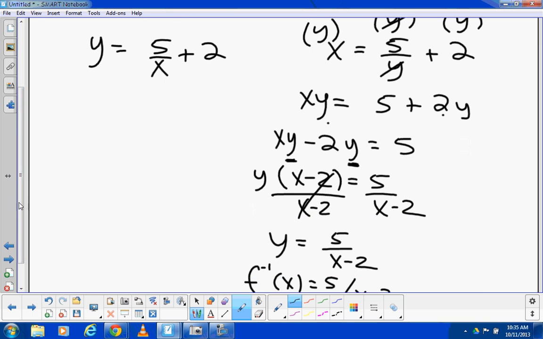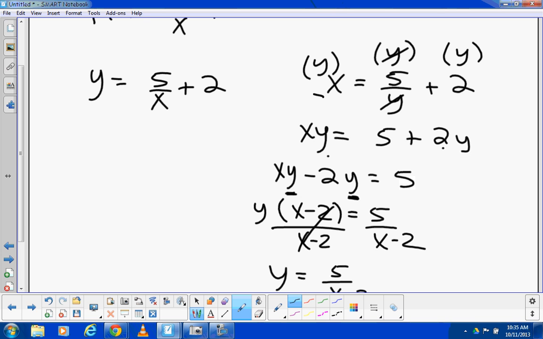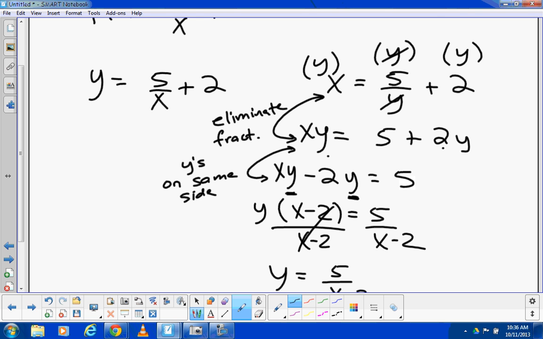And let's look at what we did here, step by step, and make our notes. So when we went from here to here, you're eliminating the fractions, right? So that's a start. You eliminate the fractions. And the next thing, you're getting the y's together. So we'll write here, y's on same side. And then what was that magic step right there? Factor. Yeah, that was the really key thing here, to factor out a y. It's not really that bad, but it's pretty challenging.